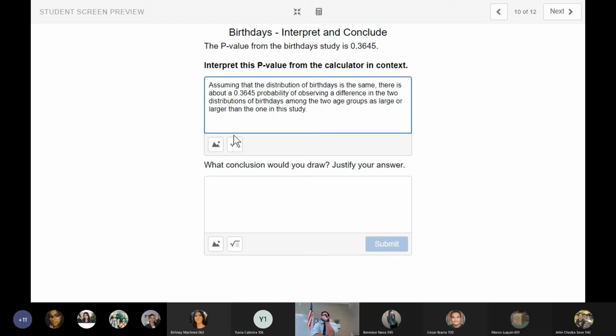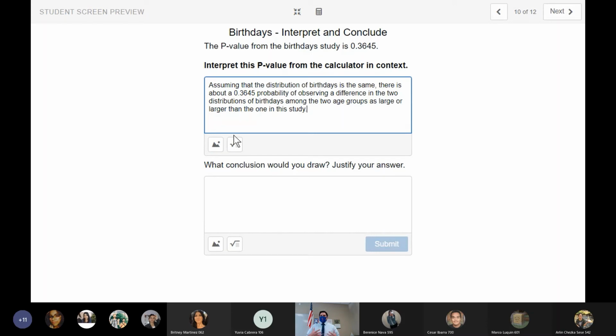Assuming that the distribution of birthdays is the same, which was the null hypothesis, there's about a 0.3645 probability of observing a difference in the two distributions of birthdays among the two age groups as large or larger than the one in this study. That's what the p-value means. Remember that the p-value is based on our chi-square distribution, and the p-value says the proportion under the curve greater than a given chi-squared statistic. So it's the probability of having that value or larger, assuming the null hypothesis is true.